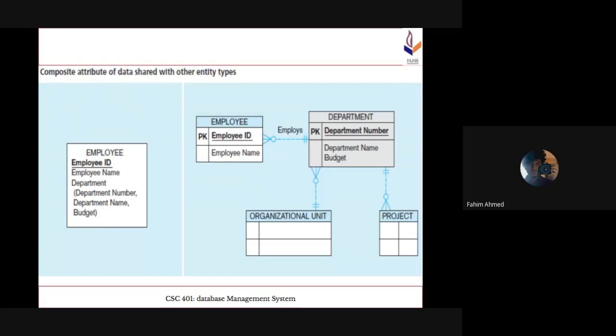Redundancy, duplication. What happens when you need to update something regarding the department? Say you need to update the department name or budget everywhere. Exactly. It's more error prone. It's very difficult in these cases to maintain data integrity.